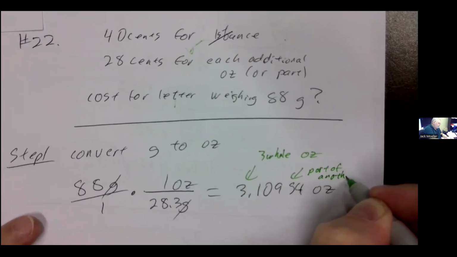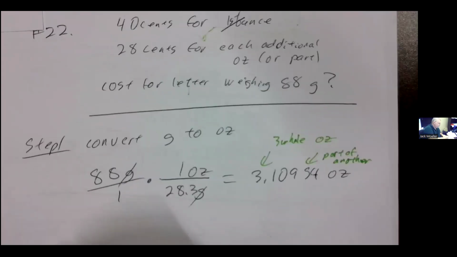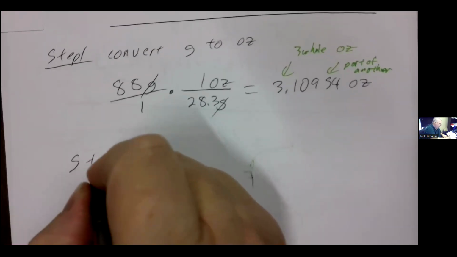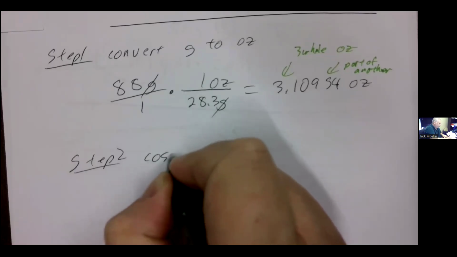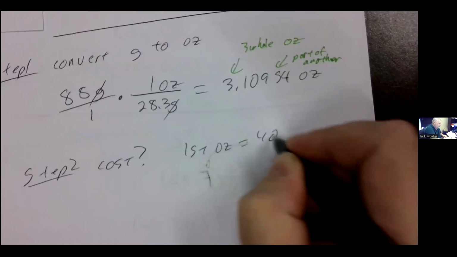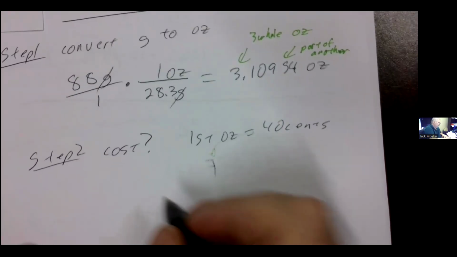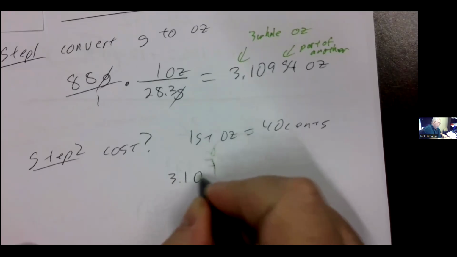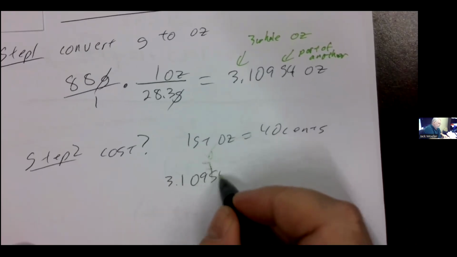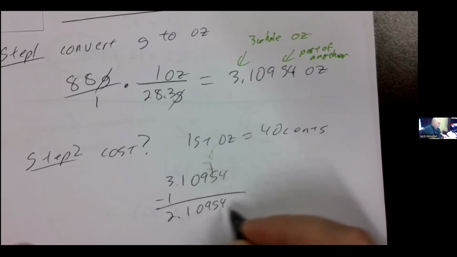So how do we figure out the cost? Well, the first ounce is 40 cents. First ounce equals 40 cents. And so what that means is, how many ounces do we have left? Well, that's 2.10944 ounces left.